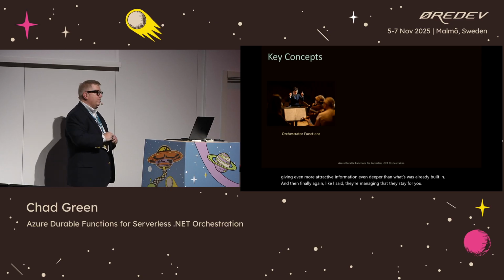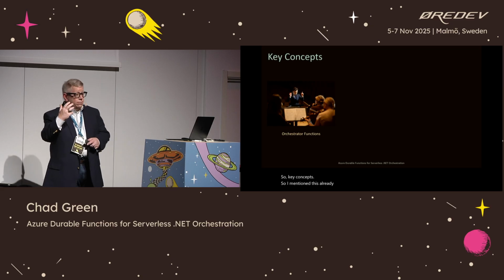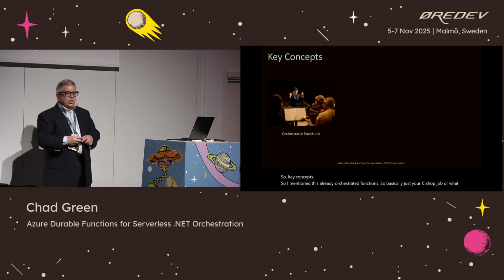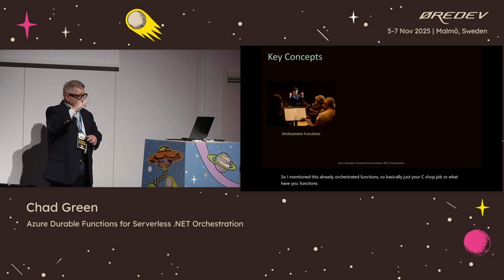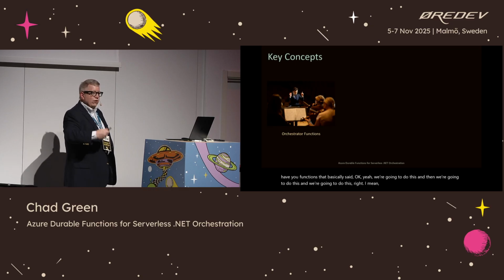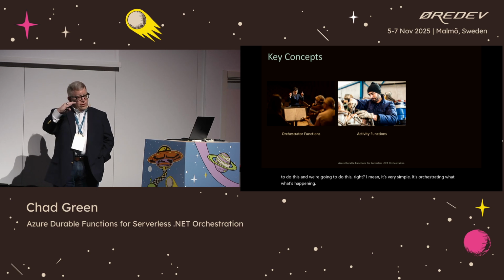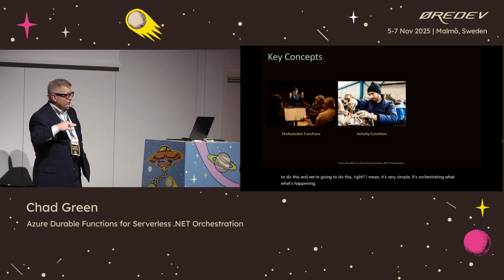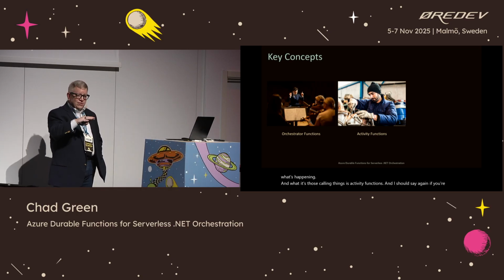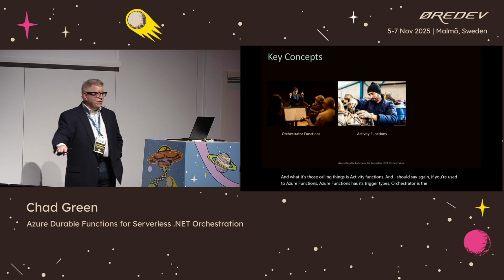So key concepts. I mentioned this already, orchestrator functions. Basically, just your C#, Java, or what have you, functions that say, okay, we're going to do this, then we're going to do this, and we're going to do this, right? It's very simple. It's orchestrating what's happening. And what it's calling are activity functions. And I should say, if you're used to Azure Functions, Azure Functions has its trigger types. Orchestrator is a trigger type. Activity is a trigger type.